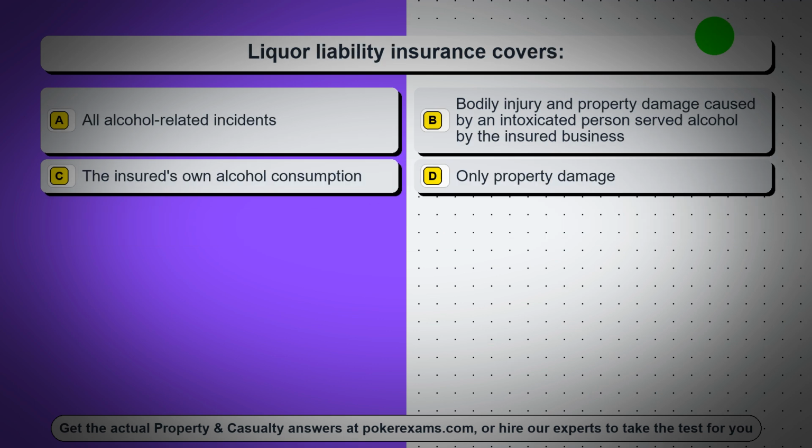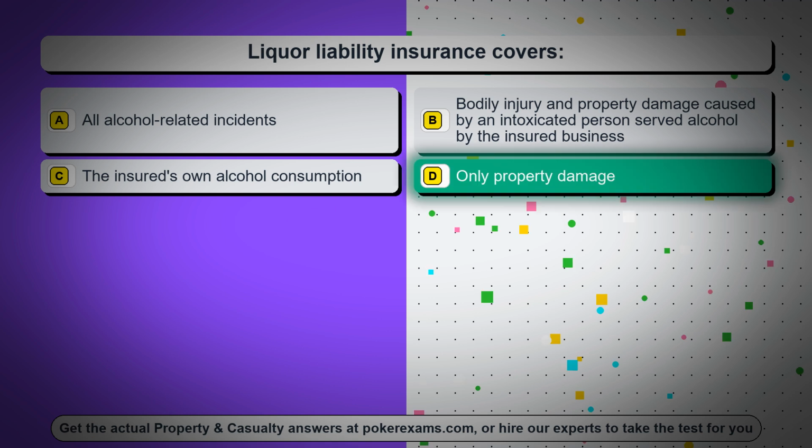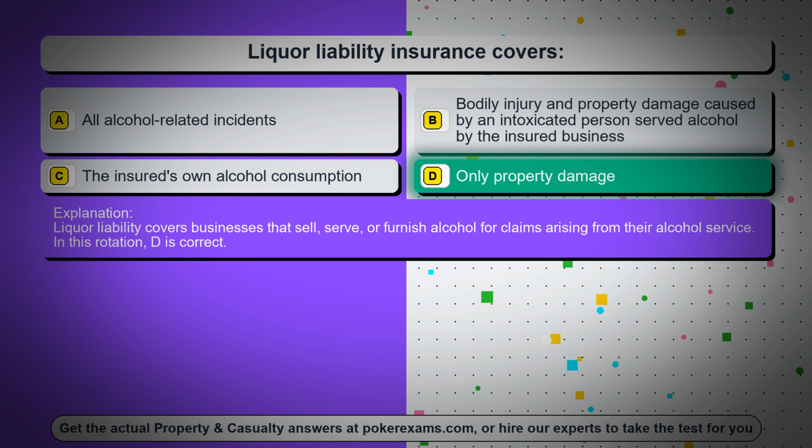Question 97. Liquor liability insurance covers: option A, all alcohol-related incidents. Option B, bodily injury and property damage caused by an intoxicated person served alcohol by the insured business. Option C, the insured's own alcohol consumption. Option D, only property damage. The correct answer is option D, only property damage. Liquor liability covers businesses that sell, serve, or furnish alcohol for claims arising from their alcohol service. In this rotation, D is correct.